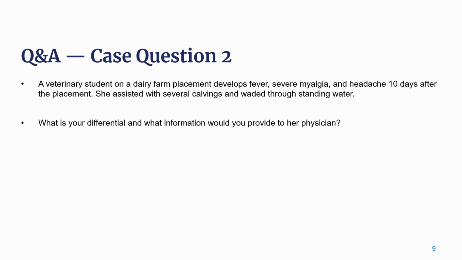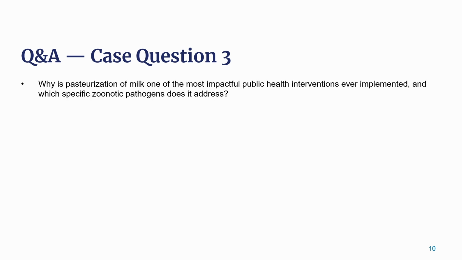For the physician, the most useful information is species of animals present on the farm, what she did, calvings, water exposure, general animal contact, PPE used or not used, geographic location, whether any animals were recently aborted or known to be infected with anything, and the time course. This is exactly why medical history should always include animal contact. Physicians don't always ask, and patients don't always volunteer it. Veterinary input can make the diagnosis. The question, think about it, we'll then go through it together.